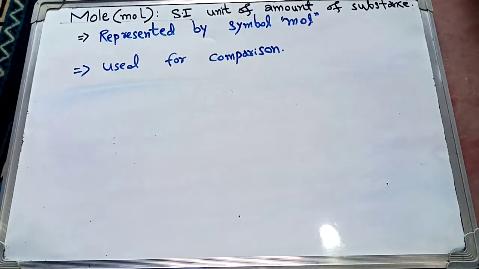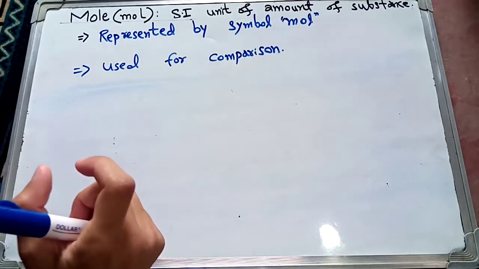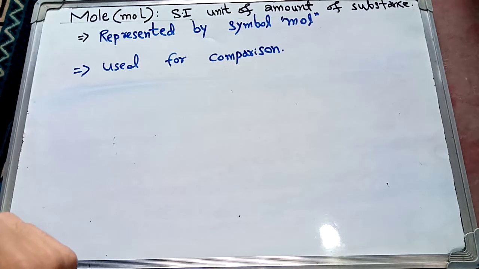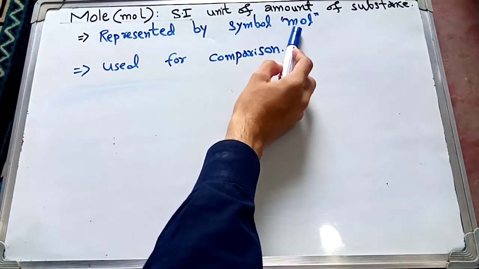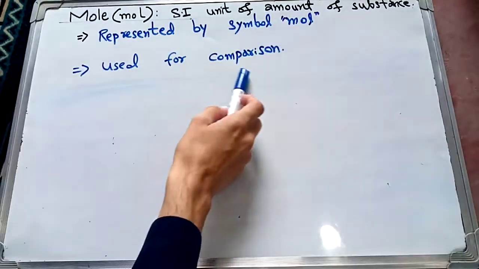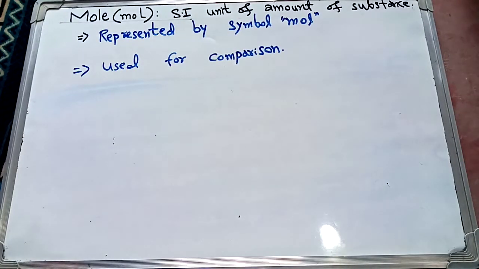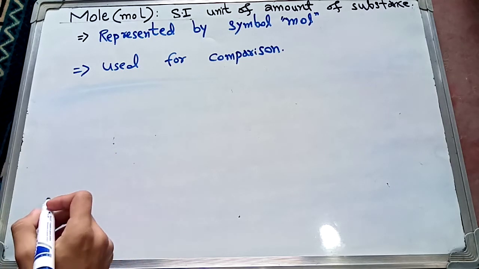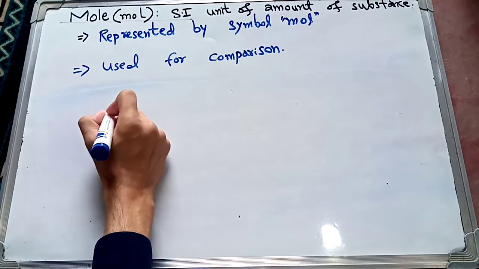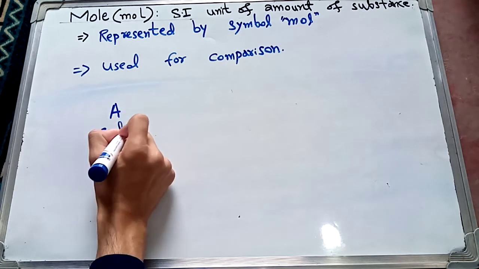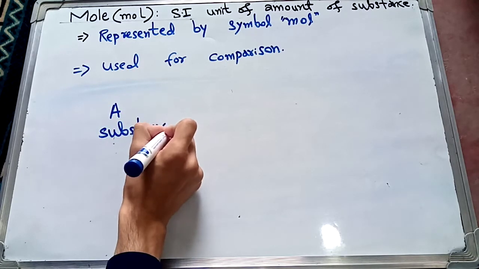In this short tutorial, we are going to discuss mole. Mole is the SI unit of the amount of substance in chemistry. Okay, and it is represented by this symbol, and it is used for comparison of the amount of different substances or same substance. Okay, for example, we have a compound or element A. Let's suppose it's a substance A and a substance B.